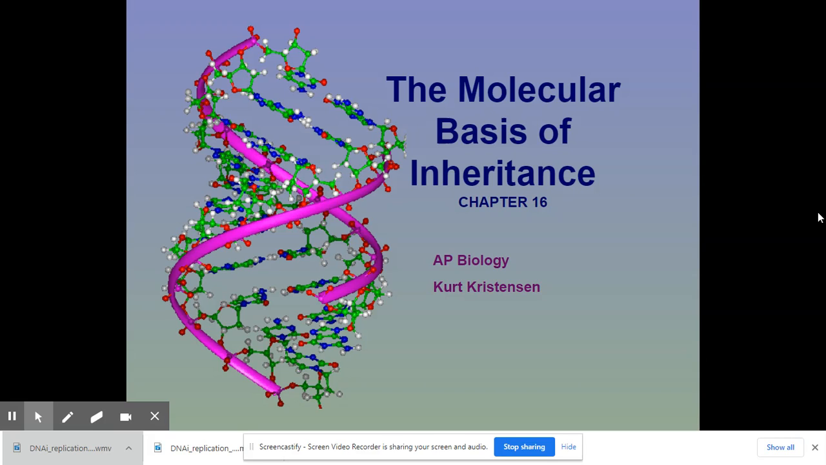There were proteins, which were deemed most likely to be the molecule of heredity because they're much more complex than what they knew of DNA. They didn't really know much about DNA. They didn't know the structure of the molecule, but they knew its components. They knew it was made up of 4 nucleotides: adenine, thymine, guanine, and cytosine.